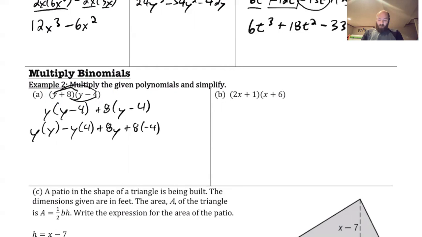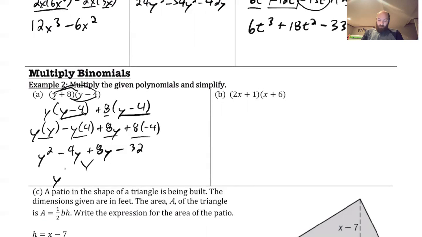So I'm taking y, the first y here, multiplied by the entire expression y minus 4. 8 being multiplied by the entire expression y minus 4. Then this is what the next steps would look like. You don't have to write all these down. I'm just showing you. So y times y is y squared, negative 4y, positive 8y, negative 32.